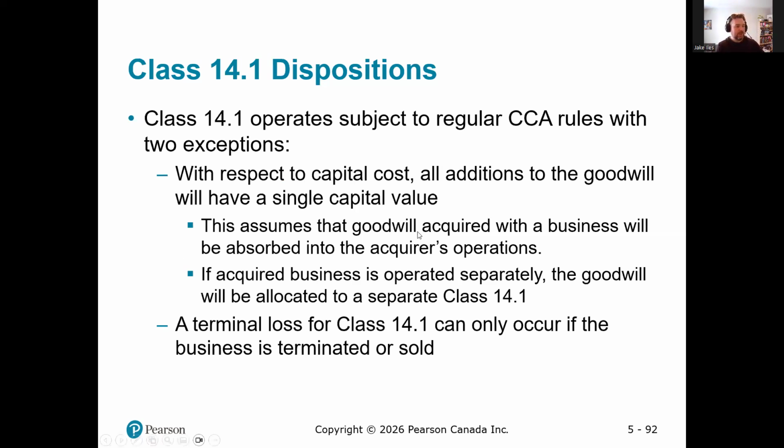This assumes goodwill acquired with a business will be absorbed into the acquirer's operations. If the acquired business is operated separately, the goodwill will be allocated to a separate class 14.1. So you'll have one goodwill per business. Terminal loss does not occur for 14.1 until you sell the whole business.